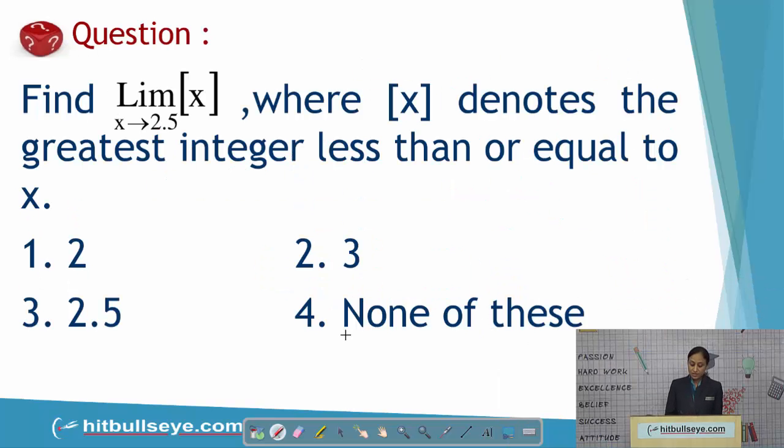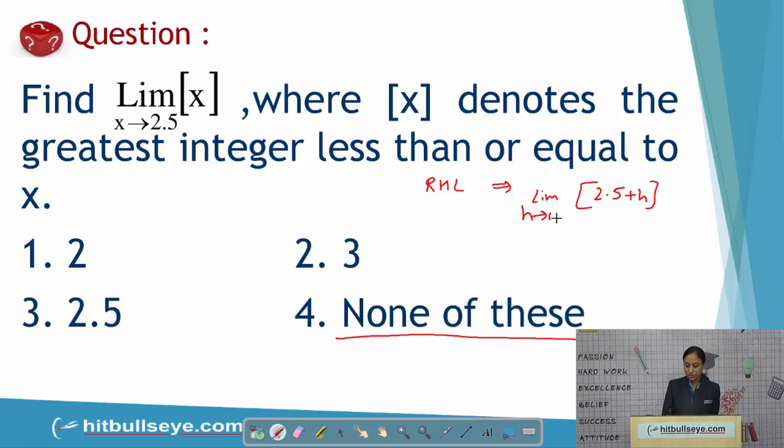Again, in this question, there is a none of these option. So we have to be careful about whether the limit exists or not. So we find out the right hand limit. For right hand limit, we will replace x by 2.5 plus h and take limit h approaching 0. Now this number is slightly more than 2.5, so its greatest integer function will give the answer as 2.